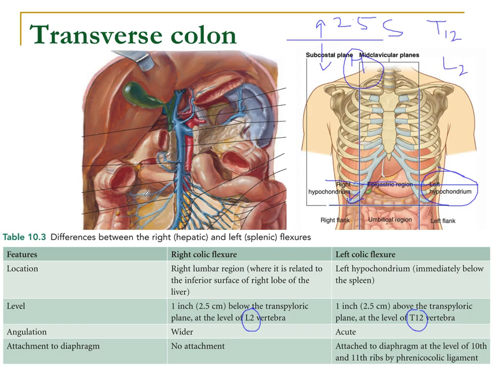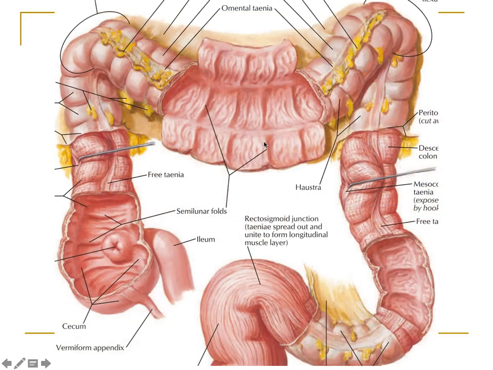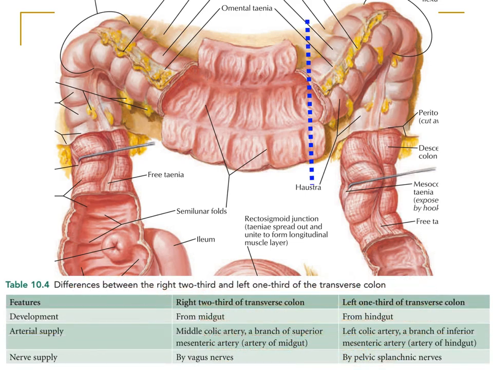Okay, and if you see the angulation, the hepatic flexure is wider, whereas the angle in the left colic flexure is an acute angle. You will not find any attachment of the diaphragm at the hepatic flexure, but you will find the attachment of the diaphragm at the splenic flexure. So you have to remember these things. A very beautiful photograph of the transverse colon, and let's move ahead.